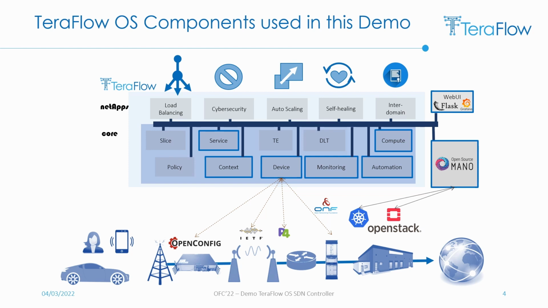In particular, the context management component is in charge of keeping track of the different configurations per device and service. The device component is in charge of interacting with the different network and infrastructure elements. The monitoring component is in charge of collecting monitoring data from the different elements in the infrastructure. The automation component implements some control loops used to implement automatic behaviors in the system.